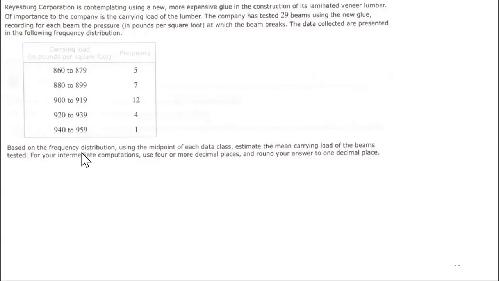Okay. So based on the frequency distribution, using the midpoint of each data class, estimate the mean carrying load of the beams tested. For your intermediate computations, use 4 or more decimal places and round your answer to 1 decimal place. Okay. So make sure you do that, especially in the program, right? You use 4 or more decimal places and round your answers to 1 decimal place. Okay. So as I mentioned, this is the carrying load, and this is the frequency. Okay.